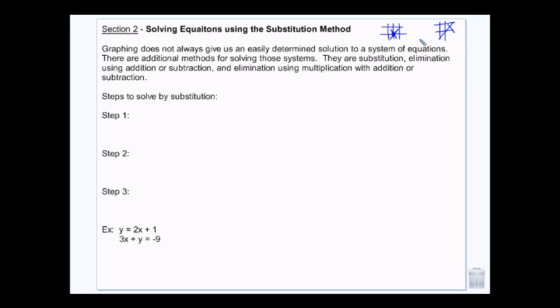Not to mention the fact that most of you probably don't care to graph. So we have other methods, and the first one is substitution. Okay, so first I'm going to show you the steps, or write down the steps. I'll give you time to write those down, and then I'll show you how they work. Okay, so I'm going to pause this.